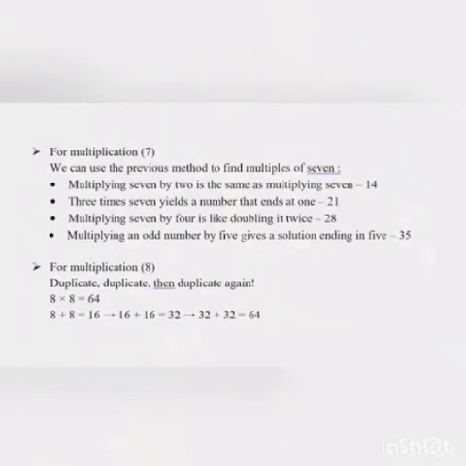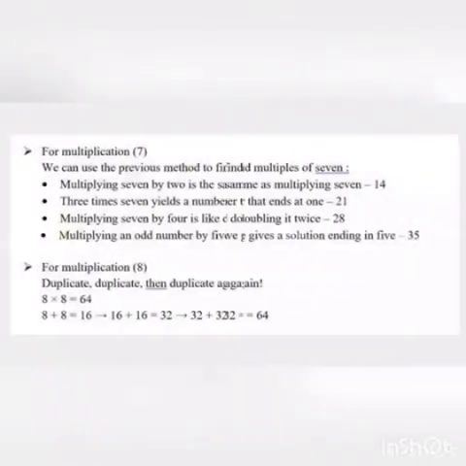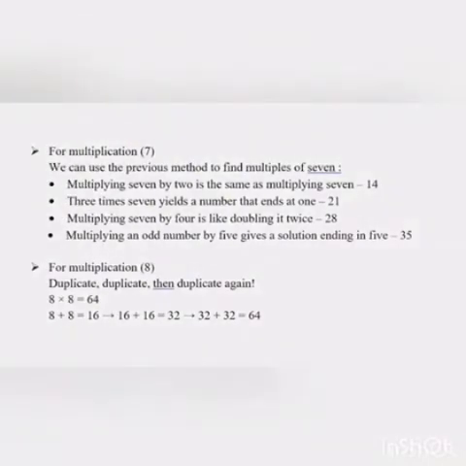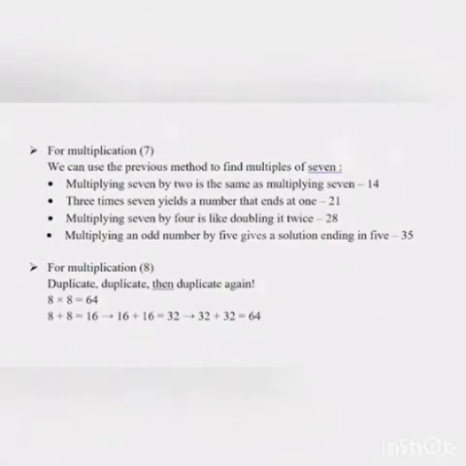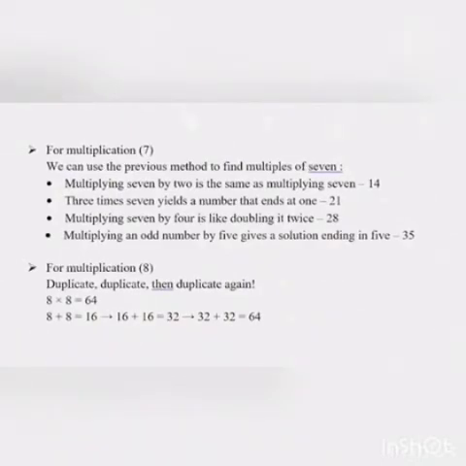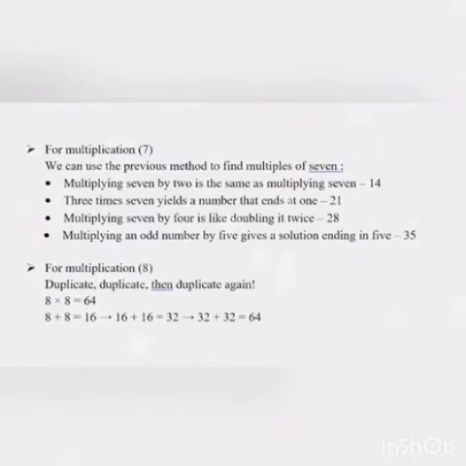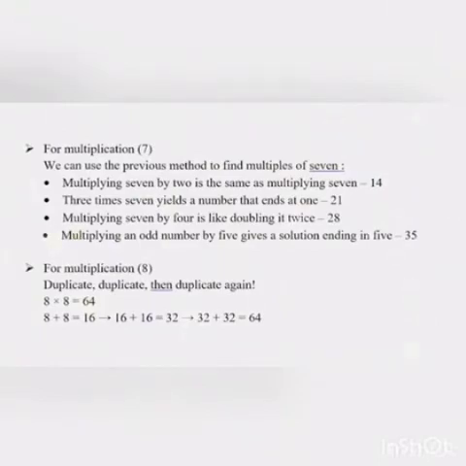For multiplication 7, we can use the previous methods to find multiples of 7. First, multiplying 7 by 2 is the same as doubling 7. Second, 3 times 7 yields a number that ends in 1. Third, multiplying 7 by 4 is like doubling it twice. Fourth, multiplying an odd number by 5 gives a solution ending in 5.